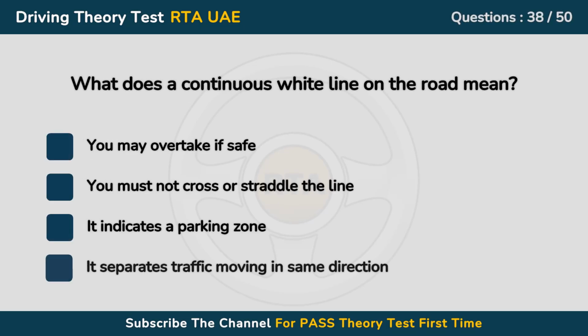Question 38. What does a continuous white line on the road mean? A. You may overtake if safe. B. You must not cross or straddle the line. C. It indicates a parking zone. D. It separates traffic moving in the same direction.